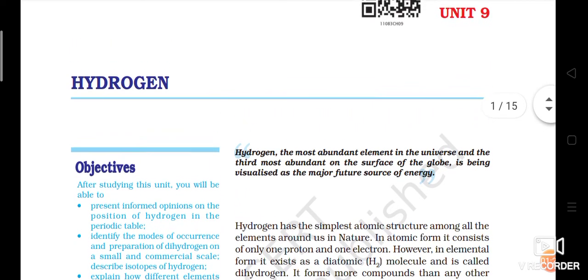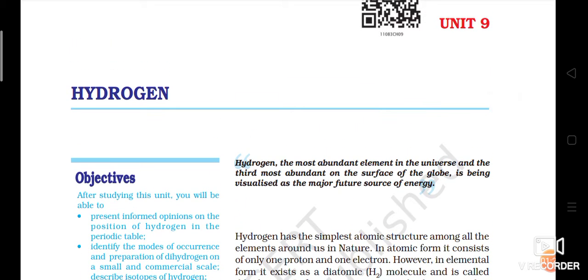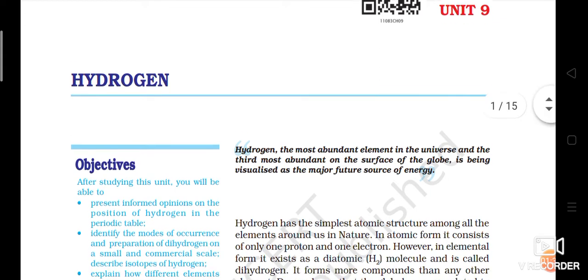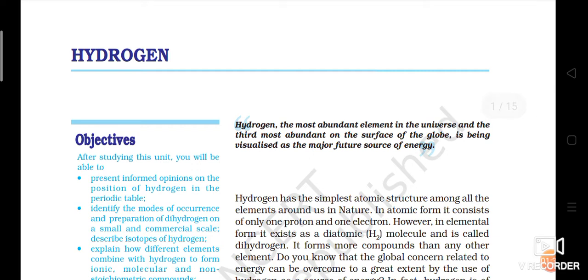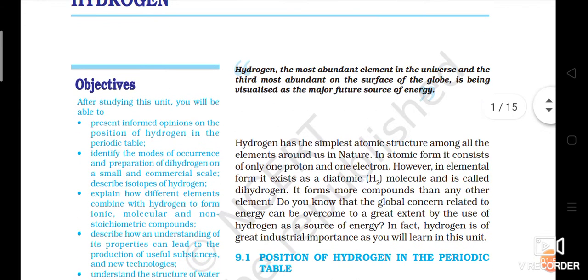Let us go with basic information: hydrogen, symbol H, is placed with alkali metals as well as halogens, and its electronic configuration is 1s1. Let us begin. Hydrogen, the most abundant element in the universe and the third most abundant on the surface of the globe, is being visualized as a major future source of energy.